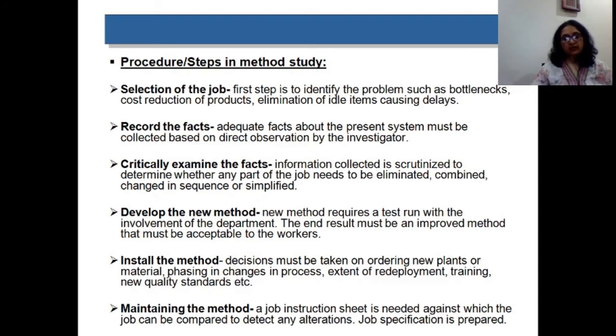So for that, a job instruction sheet should be prepared, so that you can compare the job and detect any alterations. Similarly, job specification also can be prepared, and all these changes help to detect what alterations are being made, and if these alterations are useful, then they are incorporated in the new method, otherwise they are removed.